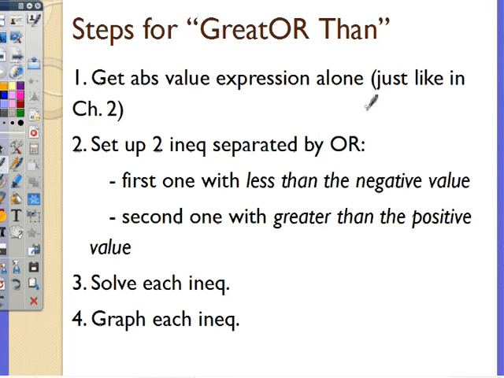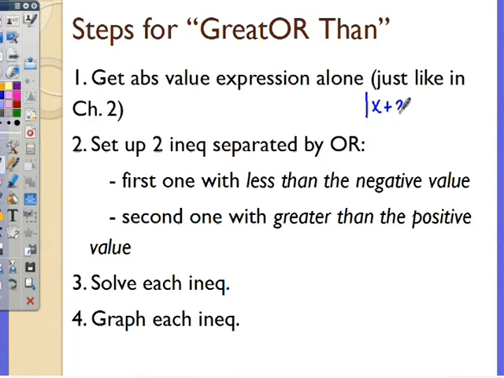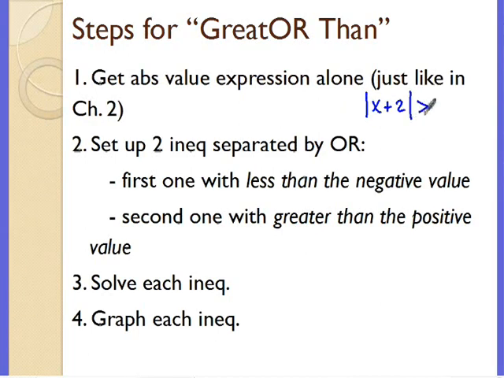Let's just take a really quick basic problem here. 4 plus the absolute value of x plus 2 is greater than 7, right? So the first step there would have been to subtract 4 from each side. And so now we have the absolute value of x plus 2 is greater than 3. Okay? So the first step we already got done. Step 2, we write our two inequalities separated by or.